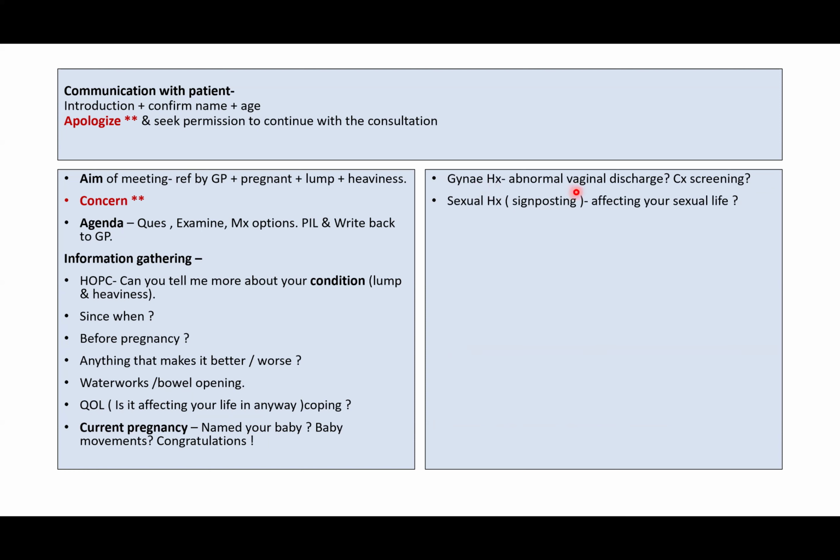Have you noticed any abnormal vaginal discharge? How about your cervical screening? Was it up to date and normal? Then, sexual history. After signposting, you will ask her, I would like to ask you some personal question, is this condition affecting your sexual life? She is gravida 2 para 1, so you have to ask about the previous pregnancy and delivery.